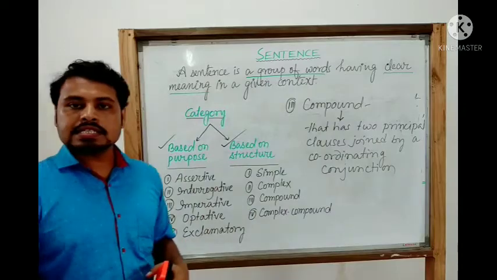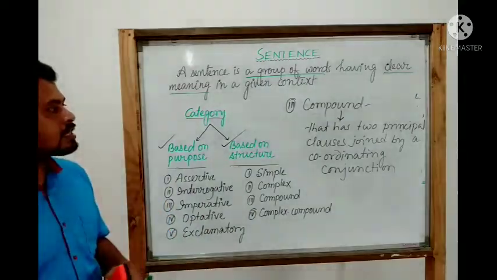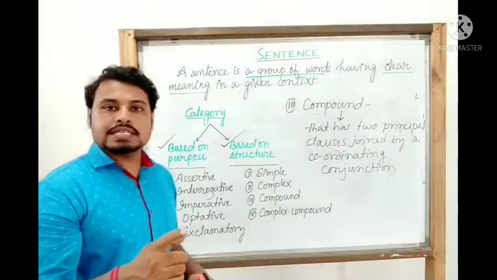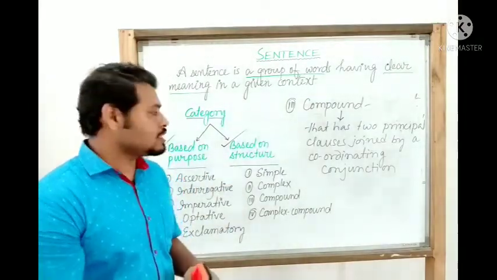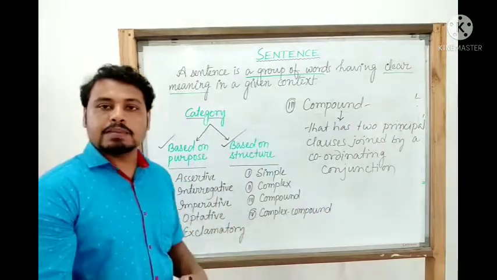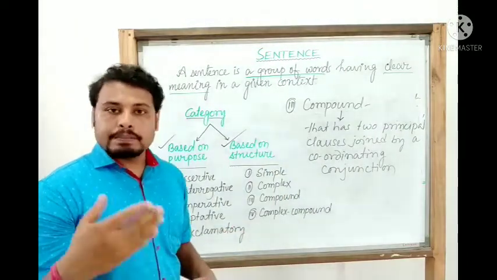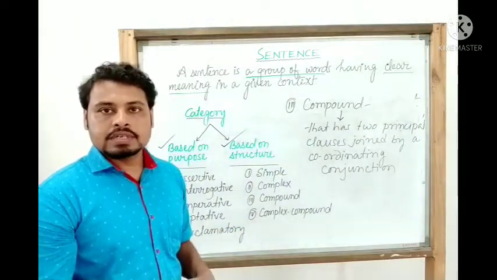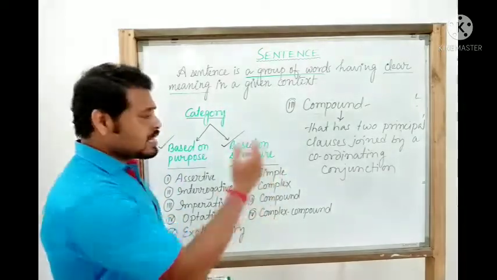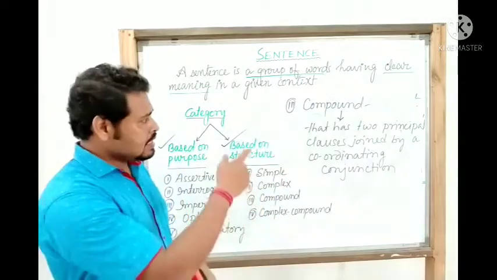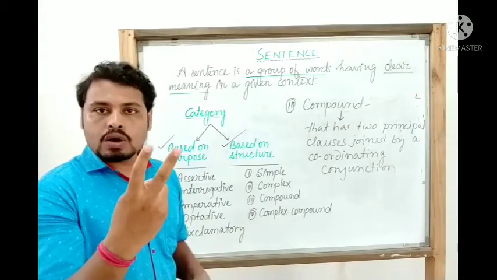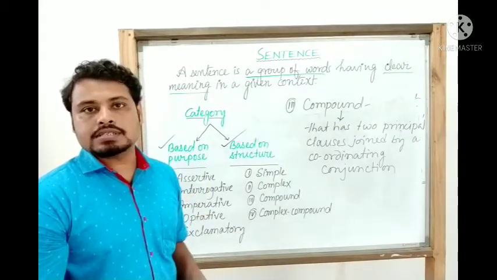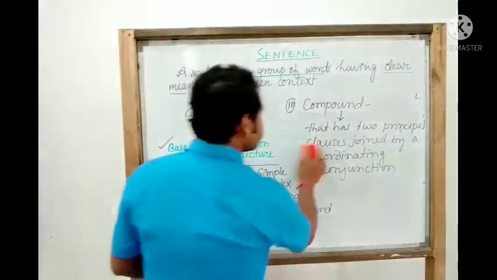A compound sentence is a sentence that has two principal clauses joined by a coordinating conjunction. This coordinating conjunction may be and, or, but, anything. So a compound sentence is a sentence that has two principal clauses, or two independent clauses. Let us take an example.